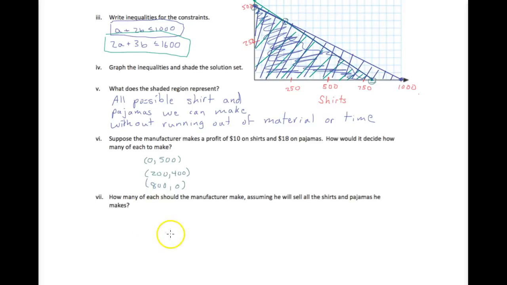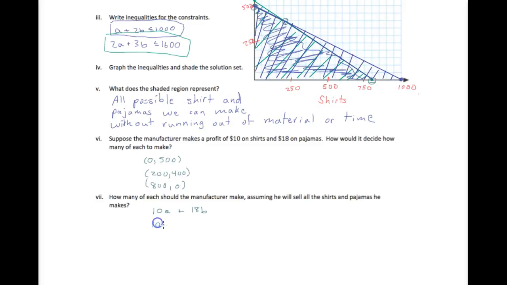It says how many of each should he make, assuming that he will sell all the shirts and pajamas he makes. Well, what we know is that he's going to make $10 profit for every shirt, that's the A's, and he's going to make $18 profit for all of the pajamas he makes. We're going to have to take these combos, 0 and 500, 200 and 400, 800 and 0, and find out what's going to give him the most money.